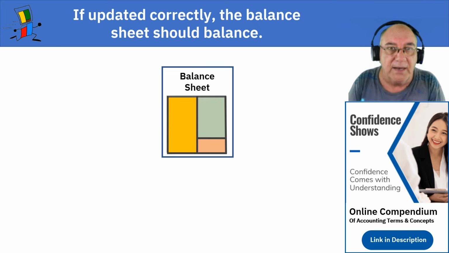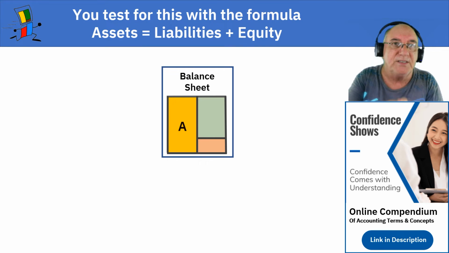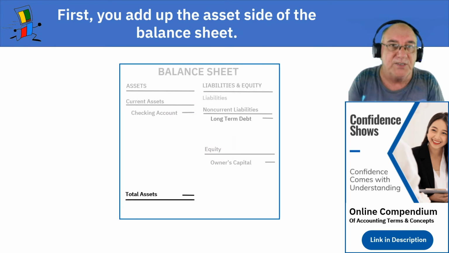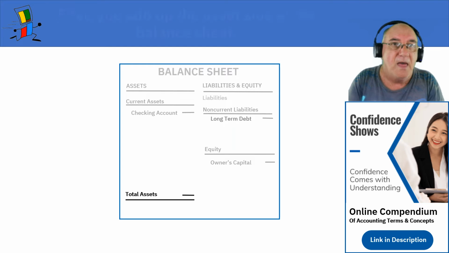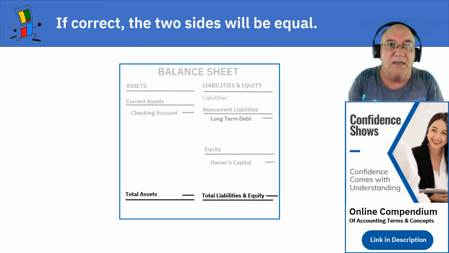If updated correctly, the balance sheet should balance. You test this with the formula: assets equal liabilities plus equity. First, you add up the asset side of the balance sheet. Then you add up the liabilities and equity side. And if correct, the two sides of the balance sheet will be equal.